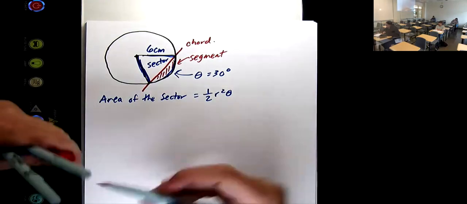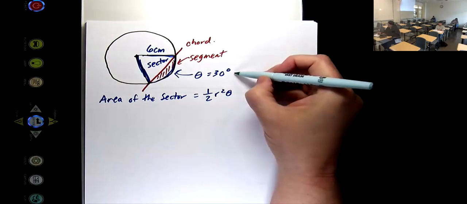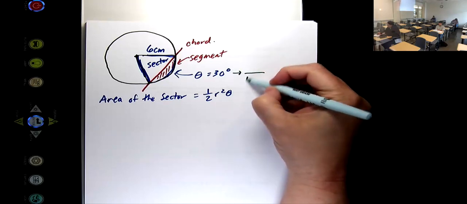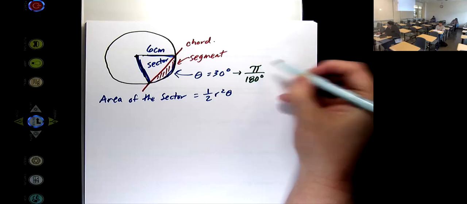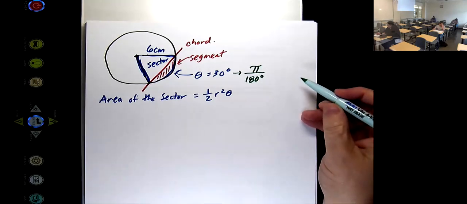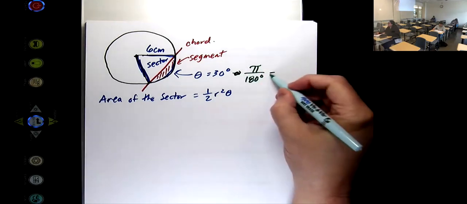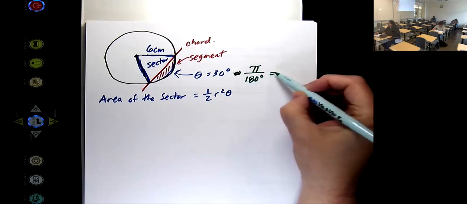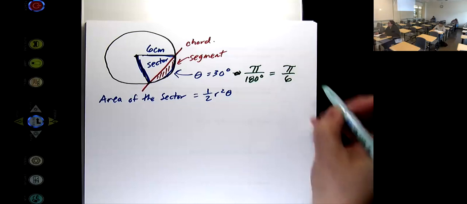So if theta is not in radians, we have to convert it to radians. We can do this by multiplying by whatever unit we have, we've got to get rid of it. So I'm going to put degrees on the bottom, and the relationship between pi or radians and degrees was pi over 180. So I'm going to multiply by pi over 180. And 30 over 180 is actually just 1 over 6. So this reduces to pi over 6.